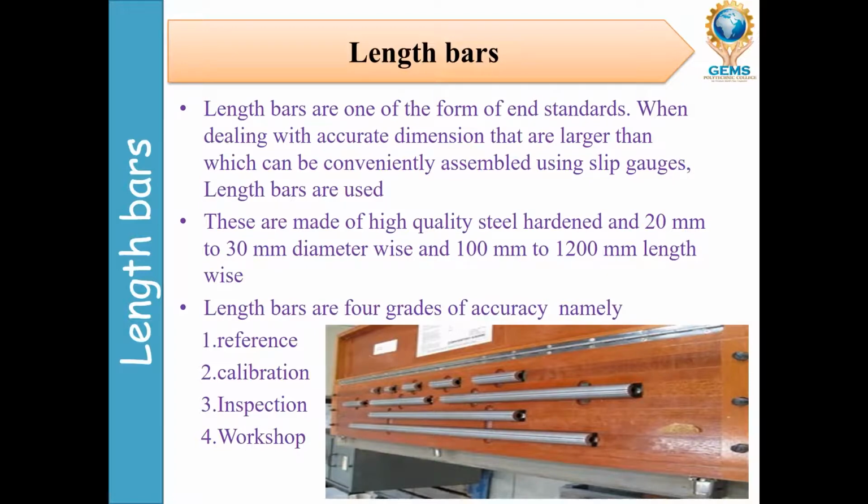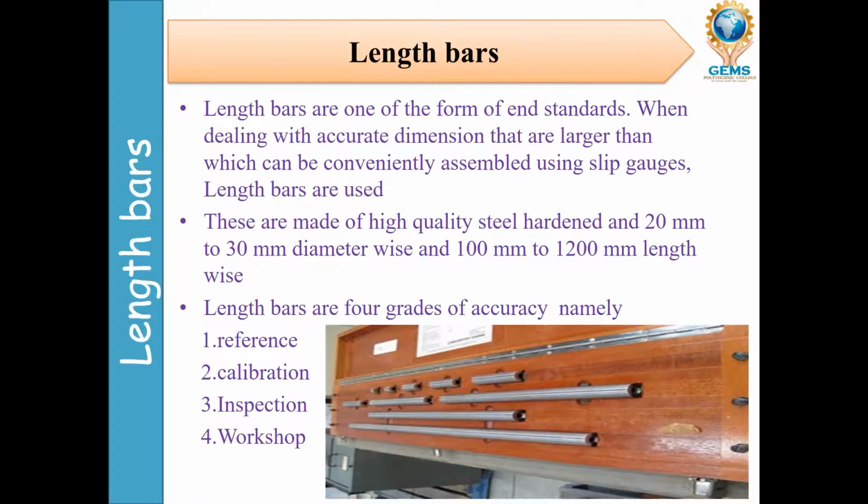These are made of high quality hardened steel, manufactured from high quality steel, with a diameter of 20 mm to 30 mm; diameter-wise we will see 10 mm, 20 mm, 30 mm like this. Then the length is 100 mm to 1200 mm. If we attach our slip gauges also, that will be an addition to the length of the bars. The length bars have 4 grades for accuracy, namely reference, calibration purpose, inspection purpose, and then workshop. So these are the grades divided.